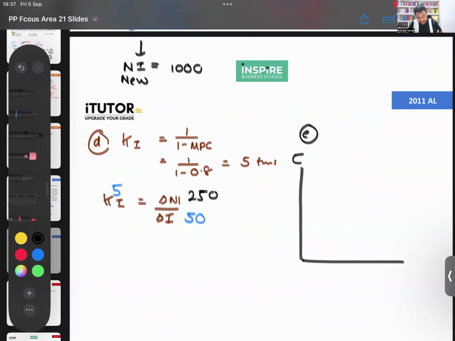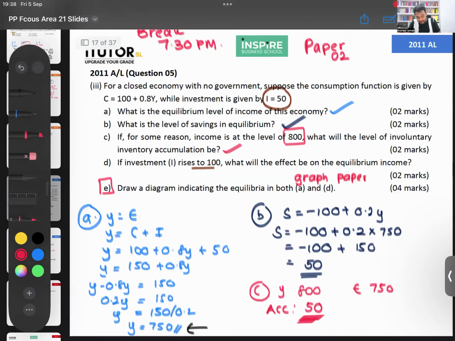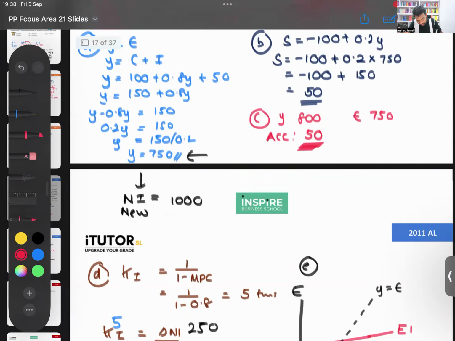This is your expenditure axis, your income axis, 0. This is your 45-degree, y equals E line, right? They're asking for the equilibrium. So earlier the equilibrium, right? This is expenditure 1. Earlier your equilibrium was 750. That is when, how do you get the starting point? You add the autonomous spending line. So your autonomous spending is this 100 plus this 50. So your autonomous spending was 150.